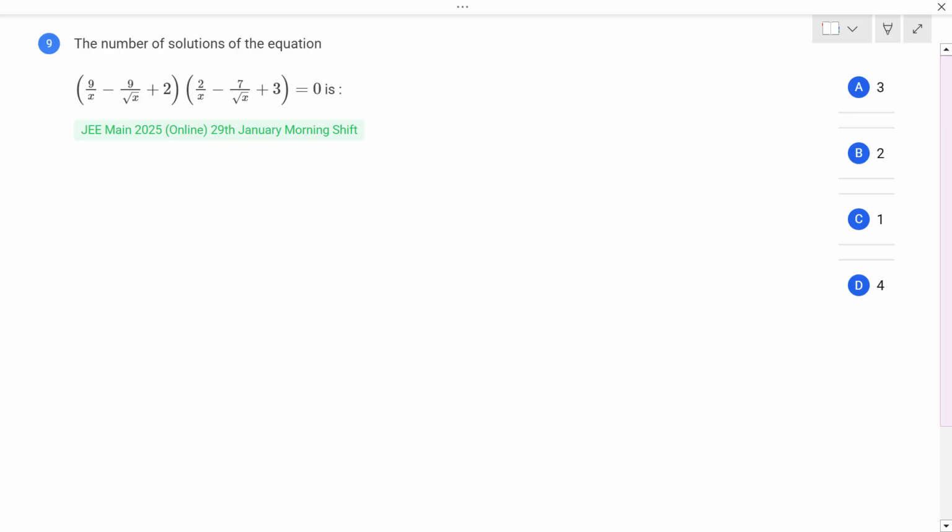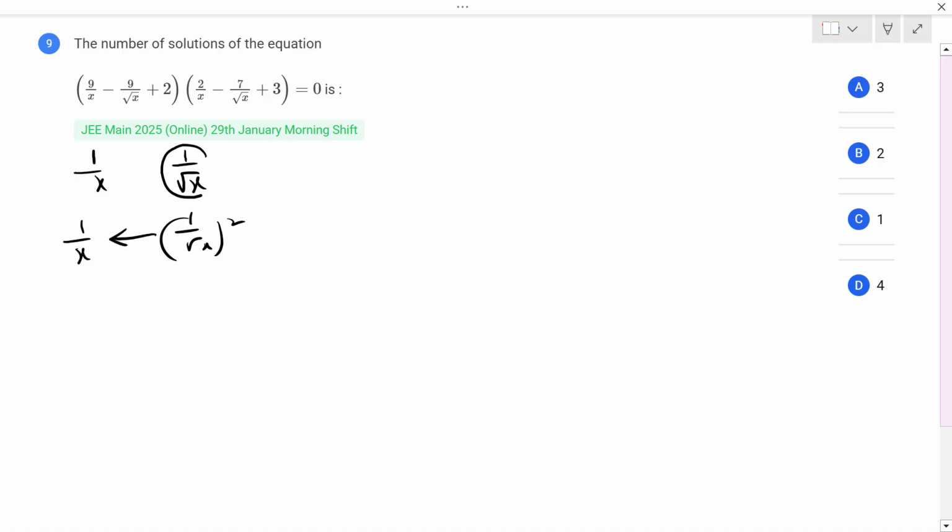What are those terms? In 9 by x, it is 9 into 1 by x, 2 by x is 2 into 1 by x, 9 by root x is 9 into 1 by root x, 7 by root x is 7 into 1 by root x. The terms associated are 1 by x and 1 by root x. Can you tell me any relationship between them? 1 by root x whole square gives you the term 1 by x. Am I correct or not? Absolutely correct. So I have got an idea.